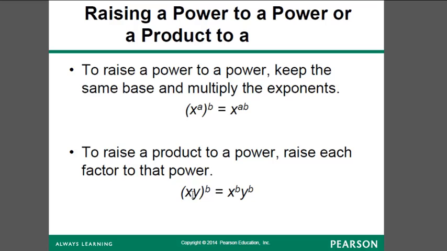Also, if I have x, y raised to the b, since I am multiplying the x and the y, I am raising everything inside the parentheses to the b power. So I have x to the b, y to the b. Now this only works with multiplication and division. It does not work if I had x plus y or x minus y. That leads us into something completely different. So let's stick with multiplication and division for now.